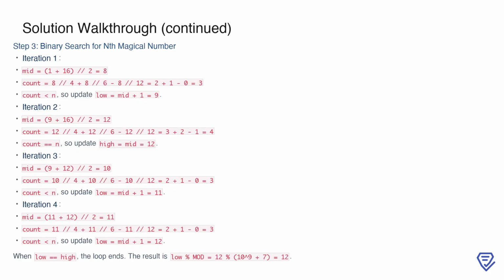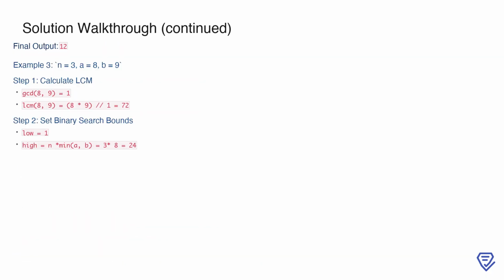When the low and high bounds converge at 12, the search ends. The result, modulo 10 to the power of 9 plus 7, is 12. Thus, the final output for this example is 12.